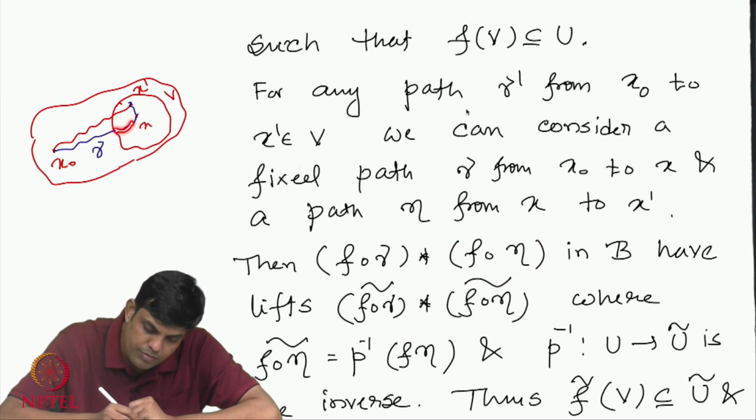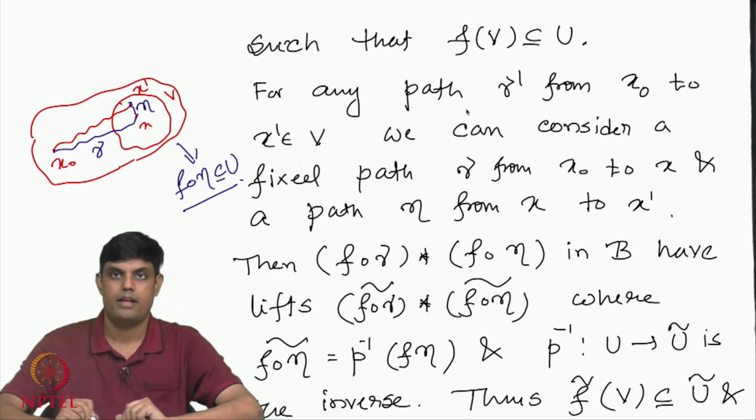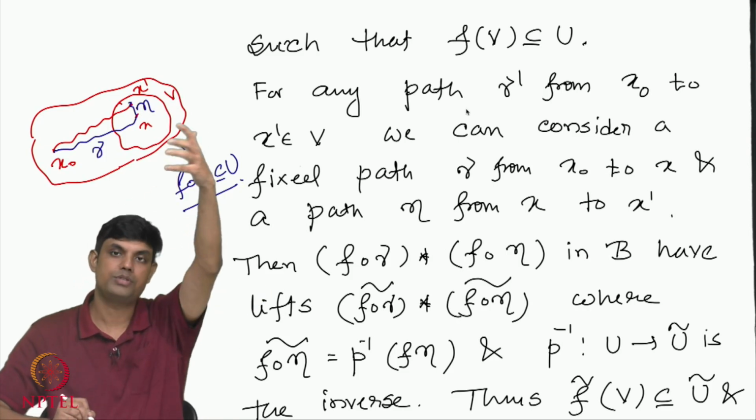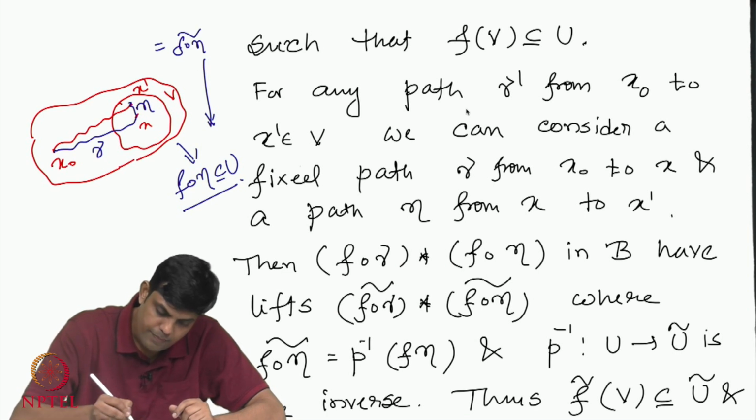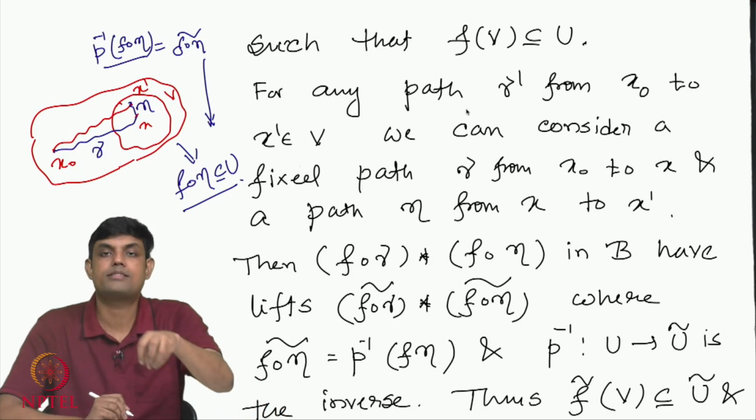If this is eta, I am looking at F composition eta, and this sits inside U. And U homeomorphically lifts to U tilde. So therefore I have F composition eta tilde, which is nothing but P inverse of F composition eta. Because this is a loop inside my evenly covered neighborhood.